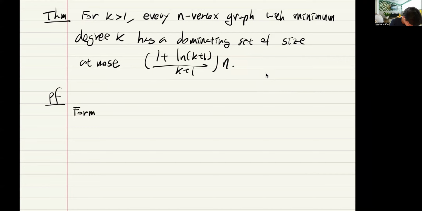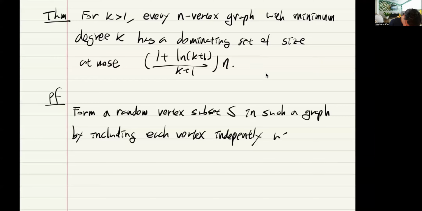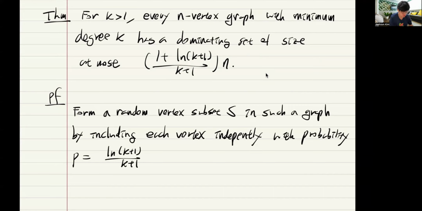So again, naturally we form a random vertex subset S in such a graph by including each vertex in this S independently with probability p, which is log(k+1) over (k+1). That's the probability.